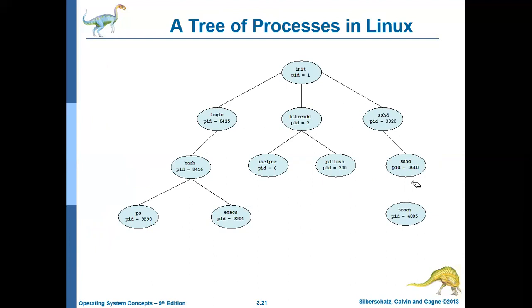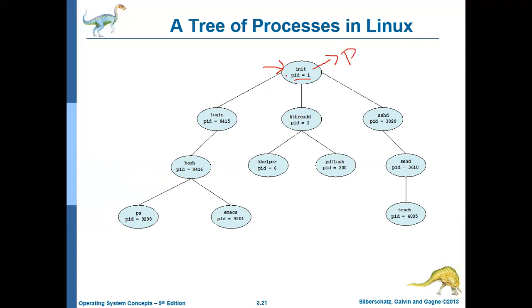This is a typical example of a process tree in Linux. When you run Linux, by default one process will always be running, and that process is called the init process. The init process will always have the process ID 1. This is the parent of all processes in the Linux environment.